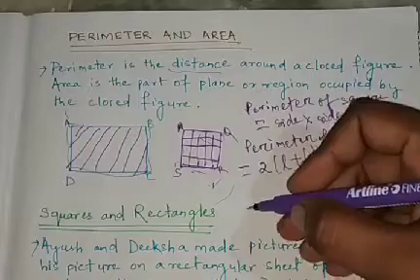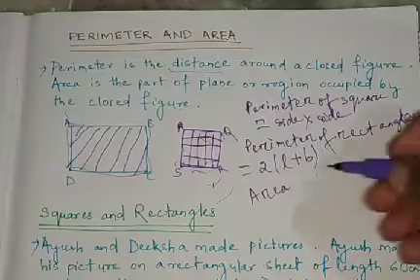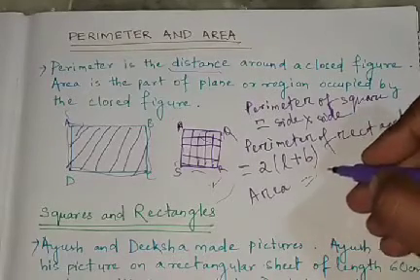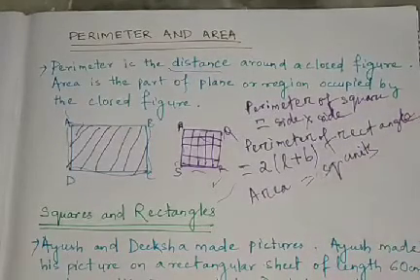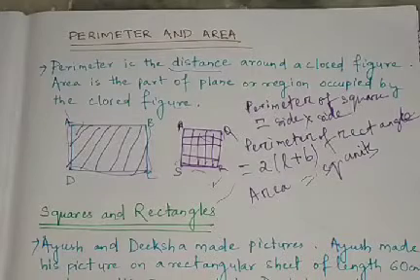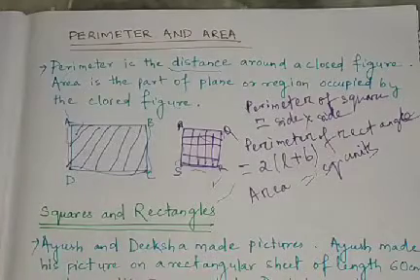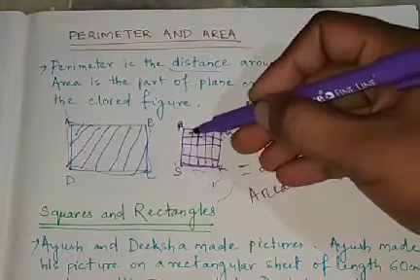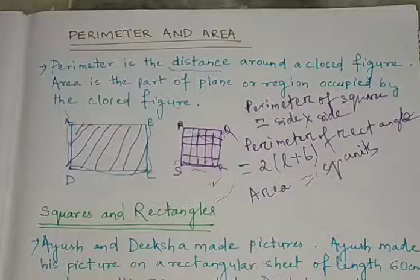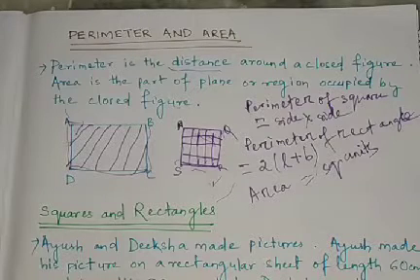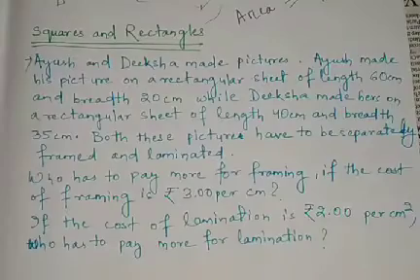Then what about area? How did we find area? In last class, we found area by counting square units. We used to divide this portion into different unit squares, and count how many square units there were. Here, how many square units are there? You can count and write in square units. Like that we studied perimeter and area in 6th class.